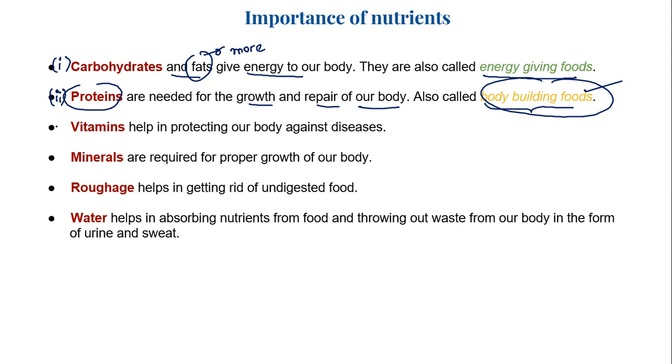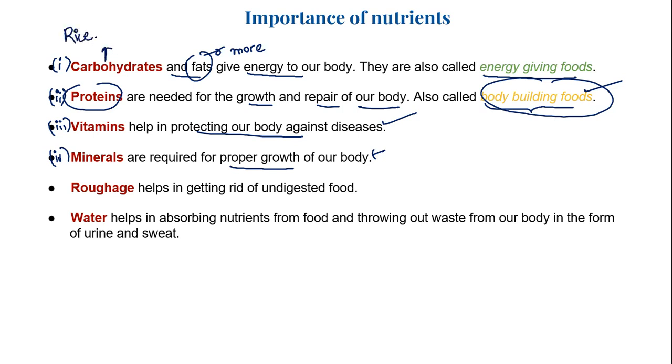Okay, and then we have the vitamins, which help in protecting our body against diseases. And minerals, they are required for the proper growth of our body. Okay, so now that we have talked about these nutrients, in which food items do we get these nutrients the maximum?